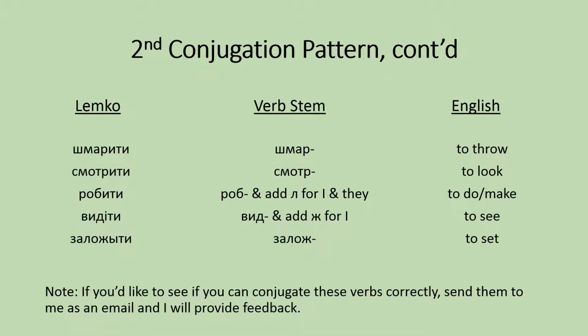Second conjugation pattern, continued. Here are some other verbs that follow the second conjugation pattern. The Lemko verb shmarete means to throw. The verb stem of shmarete is shmar. The Lemko verb smotrete means to look. The verb stem of smotrete is smotr.